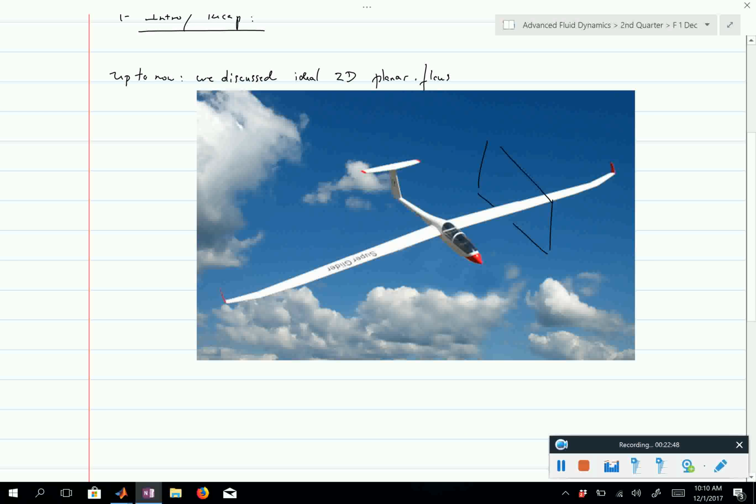Now, if you're in the frame of reference of the sailplane, then we have an infinite flow coming from this direction, and the flow goes around the wing like this. This here is our 2D planar flow. Yeah?